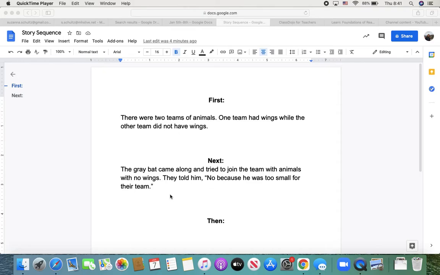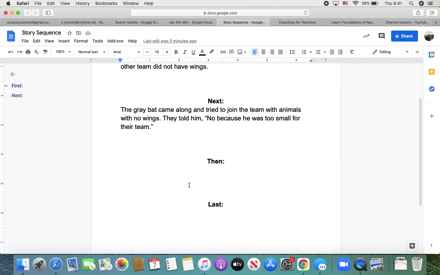So in the story that we read, the gray bat came along and tried to join the team with animals with no wings. They told him no because he was too small for their team, and that's the problem that the character, the gray bat in our story, is having. He's trying to figure out his place for his team.